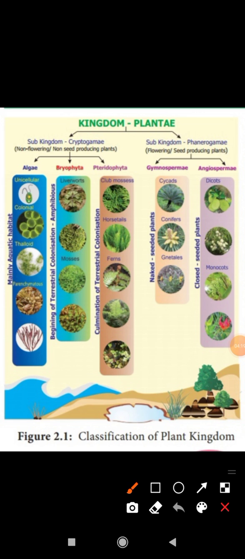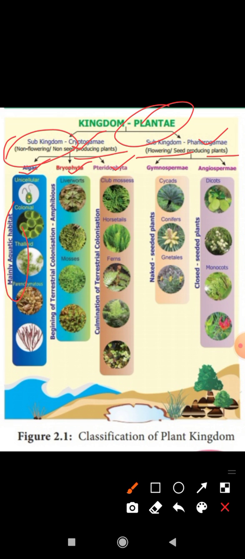The plant kingdom is also called Plantae. Generally, the subkingdoms are cryptogams and phanerogams. What do we mean by cryptogam? It is a non-flowering or non-seed-bearing plant. Phanerogams are flowering plants, otherwise called seed-producing plants. What are the cryptogams? Thallophyte, bryophyte, pteridophytes. Algae are also called thallophytes. They mostly live in aquatic habitats, mainly because of thallus formation.